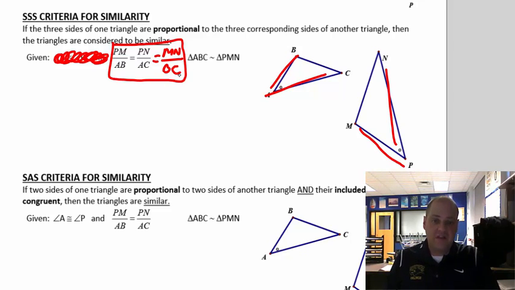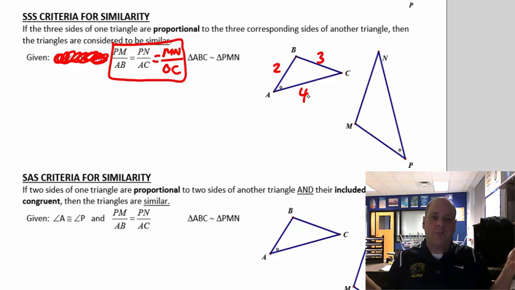So if I know that the sides are proportional, all 3 sides are proportional, I'll give you an example with numbers. That's what I'm using this for. Let's say AB was 2, and let's say BC was 3, and then AC was 4. Just making that up, right? AB corresponds to PM, right? So if I knew PM was, say, double AB, that would be 4. And then AC goes to PN, so if PN was 8, right?